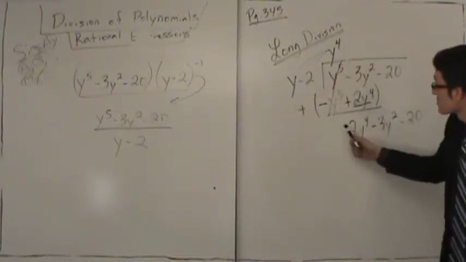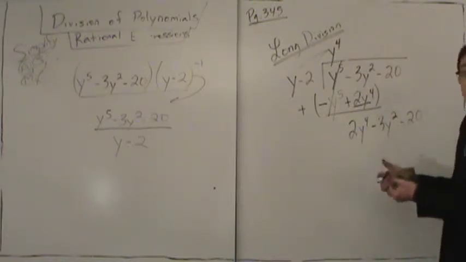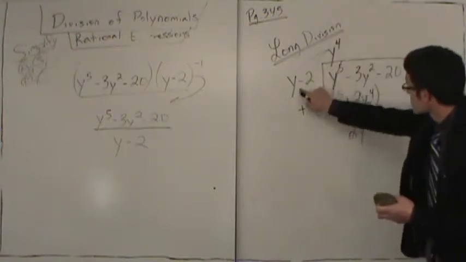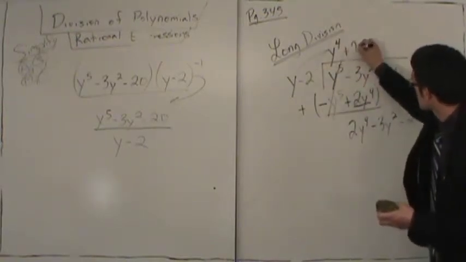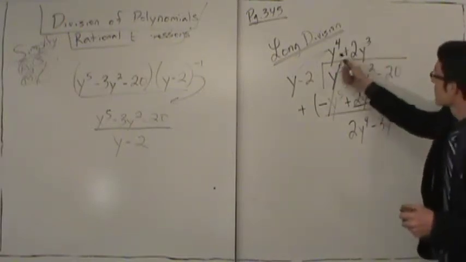What times y gives 2y to the 4th? 1 degree less than y to the 4th is y to the 3rd. So what times y gives 2y to the 4th? Hopefully you say 2y to the 3rd. And now take the 2y to the 3rd and multiply by both.